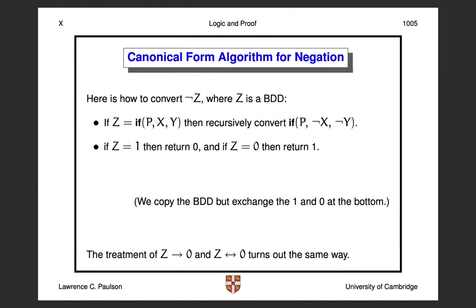Now, to start off easily, let's consider the case of negation. That is to say, we started with a formula of the form not A. We recursively convert A to a BDD. And of course, let's assume that recursion works and we have got a BDD for the body of the negation. How do we implement the negation itself? It turns out to be very, very simple.